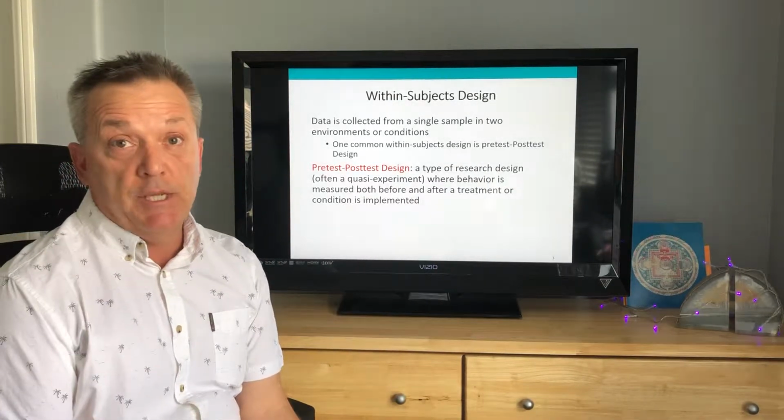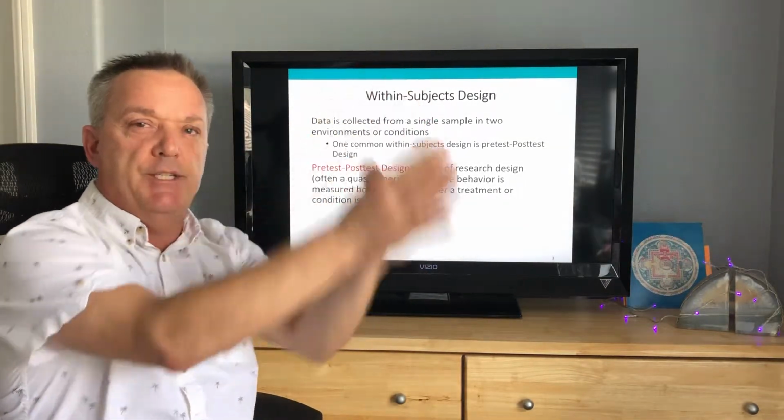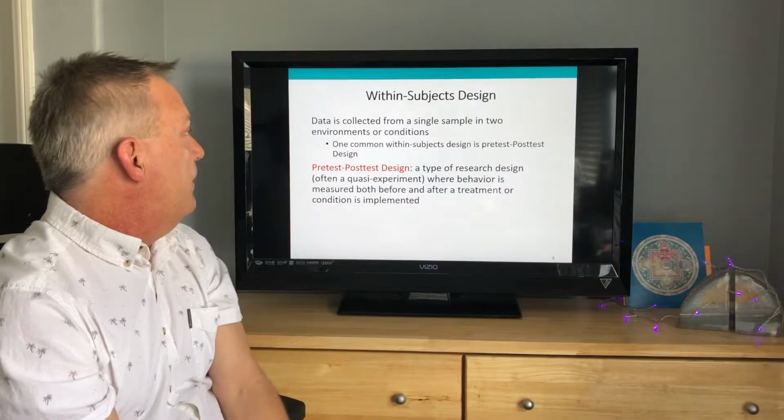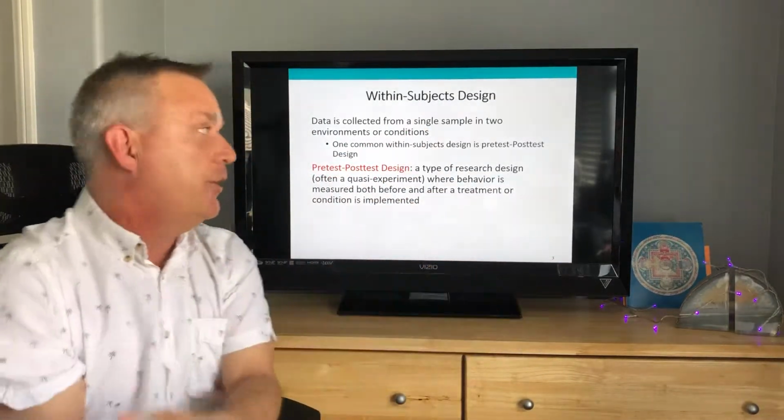What is a within subjects design? Basically, think about it as the same person is going to get different treatments, for example. And the pre-test, post-test is a famous one where you have a before and you have an after.